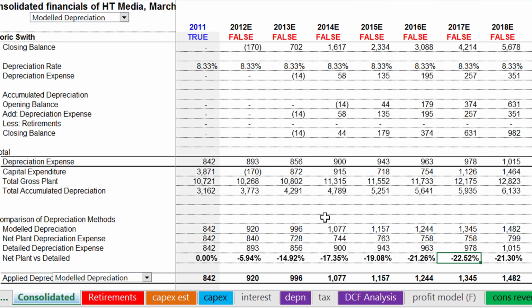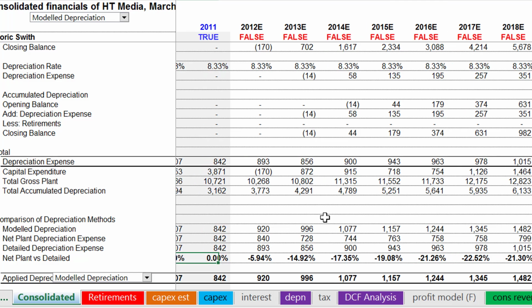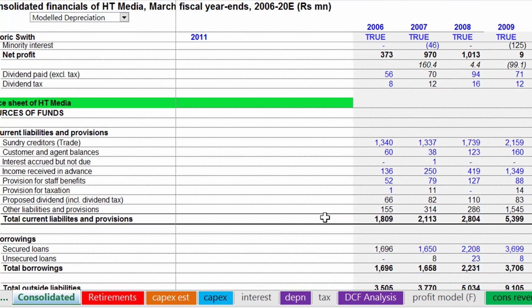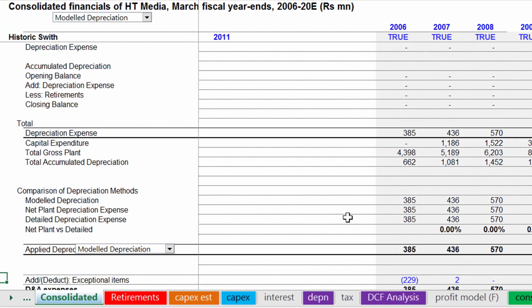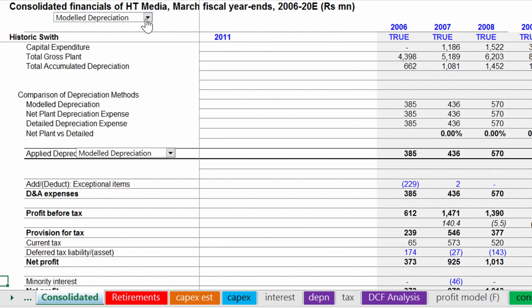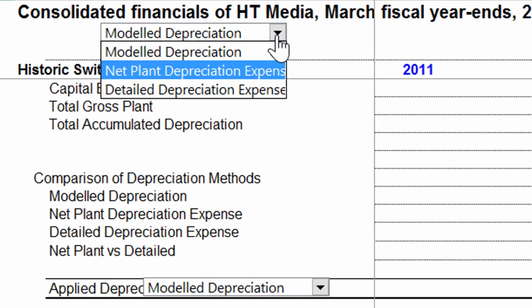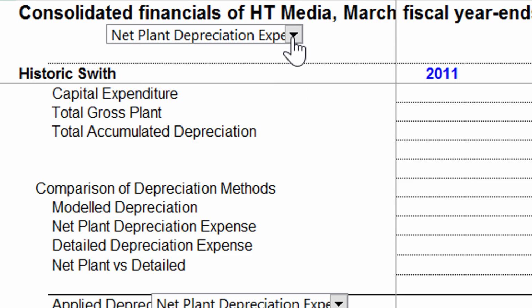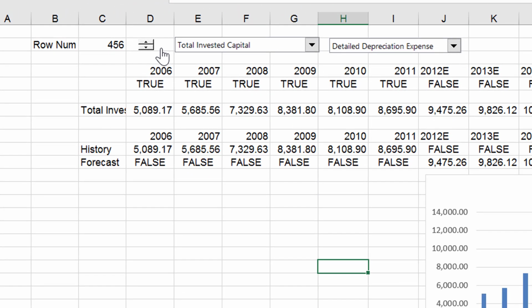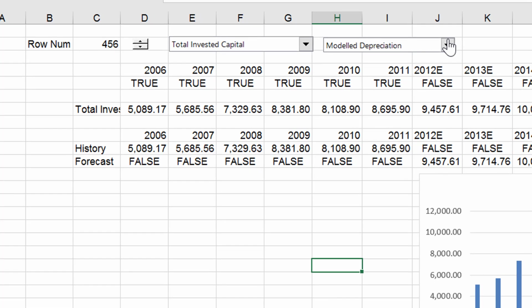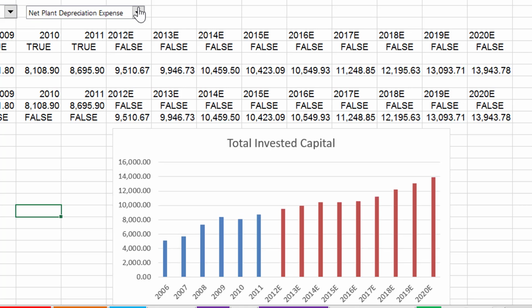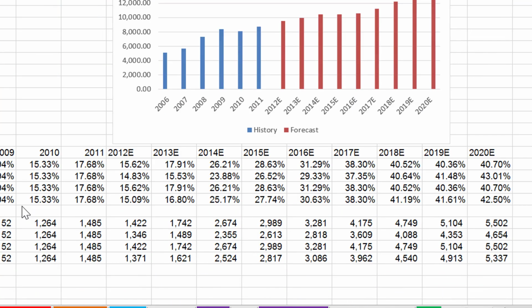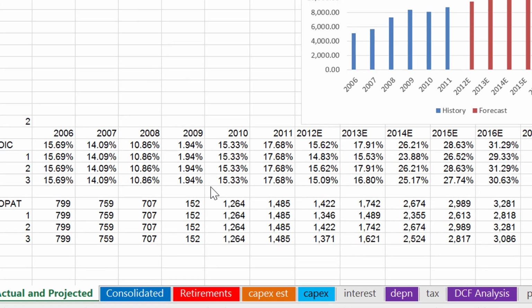Now, what's the implication of this 20% difference? What's the implication of all this? So what I did here was I made a little drop-down box that says we can use the original model, we can use the net plant method, or we could use the detailed method, which is this last method. And when you do that, you now get a different invested capital, and you get a different return on invested capital. Now, I put the scenario number, this is the depreciation scenario.